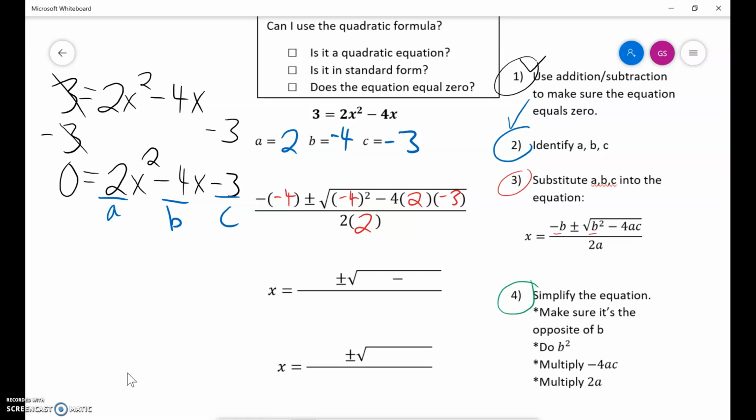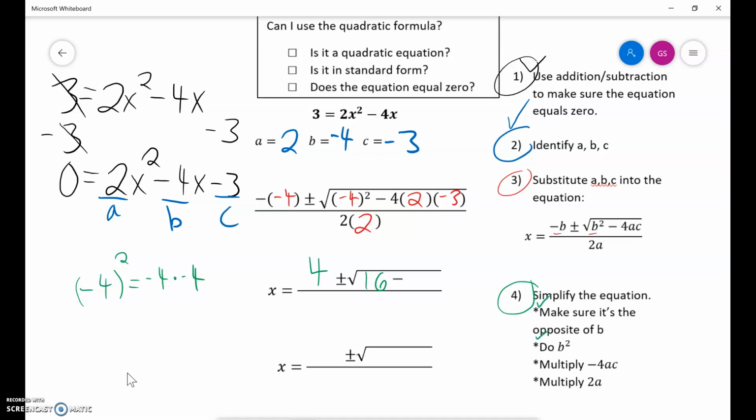Substituted. Done. Now, we have to simplify this expression. First, we want to make sure we put the opposite of B. See how it's negative, negative 4? That basically means I need to put the opposite of whatever this is. The opposite of negative 4 is positive 4. Negative 4 squared, you've got to be careful with this. Negative 4 squared means negative 4 times negative 4. And a negative times a negative is a positive. So that part's done.